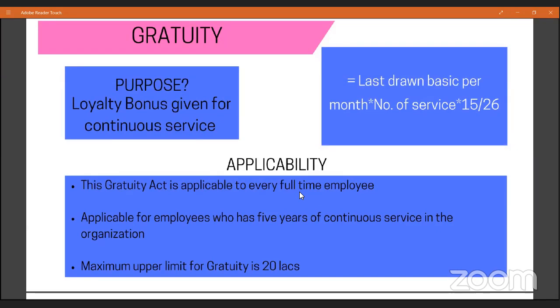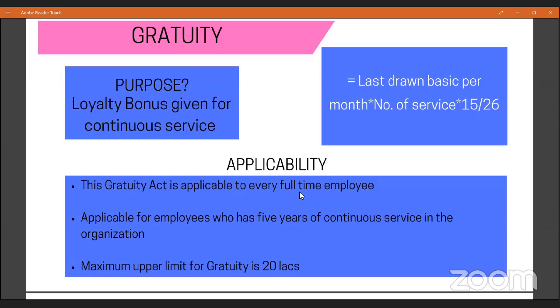So as per the Payment of Gratuity Act, the person should have completed 5 years of continuous service, which means without break. 5 years of continuous service has to be put in the same organization. So only if a person has completed 5 years of continuous service, he is eligible for gratuity money, or else no. But in 2010, there was a Supreme Court judgment which was passed, right?